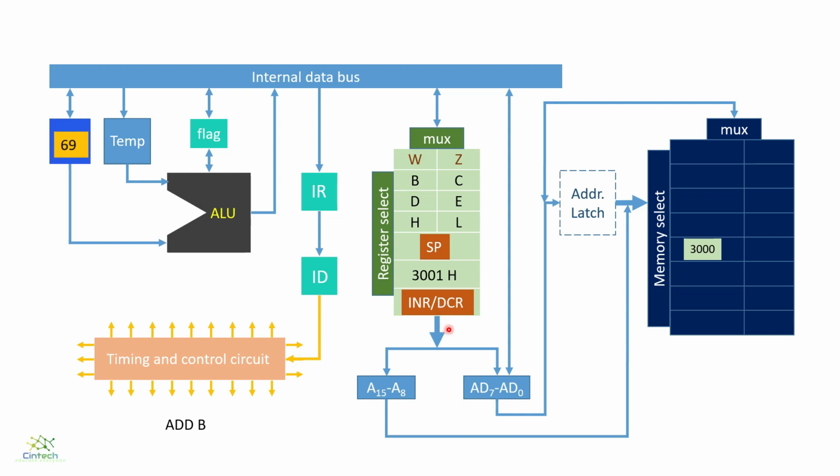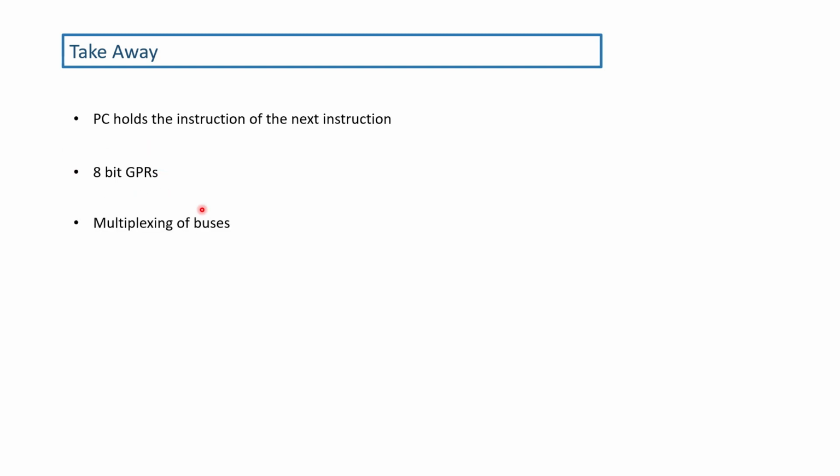Stay tuned for that. So the things we take out from this video are: the PC holds the address of the next instruction. It's a 16-bit special purpose register. All the general purpose registers are 8-bit storage. Higher order and lower order address buses have a mere difference. 8-bit ALU. Accumulator holds the result and the first operand for every ALU operation.